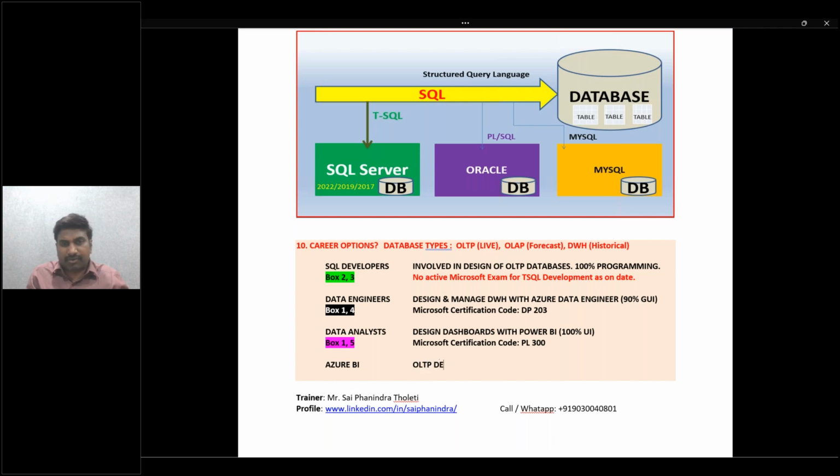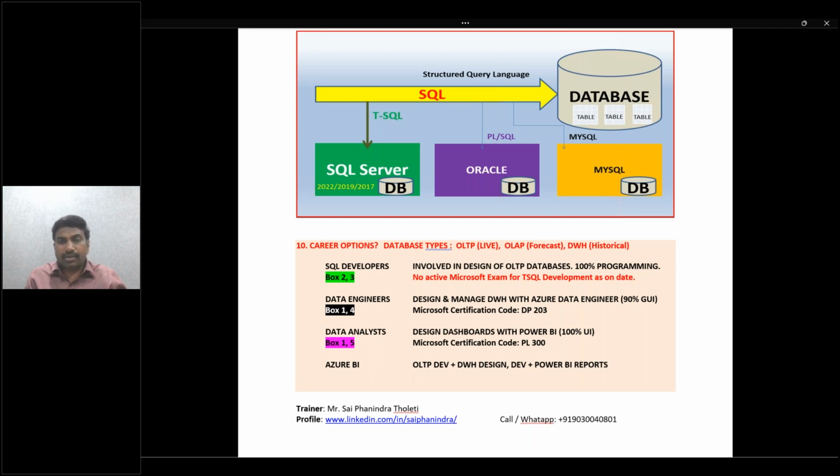That is database design and OLTP development, plus data warehouse design and development, plus Power BI reports. And here we have something called Fabric as well, Microsoft Fabric. And the Microsoft certification code is DP-600. Okay, this is a certification code.